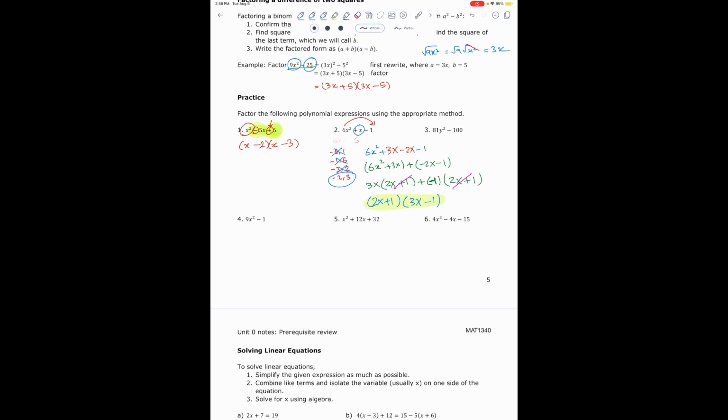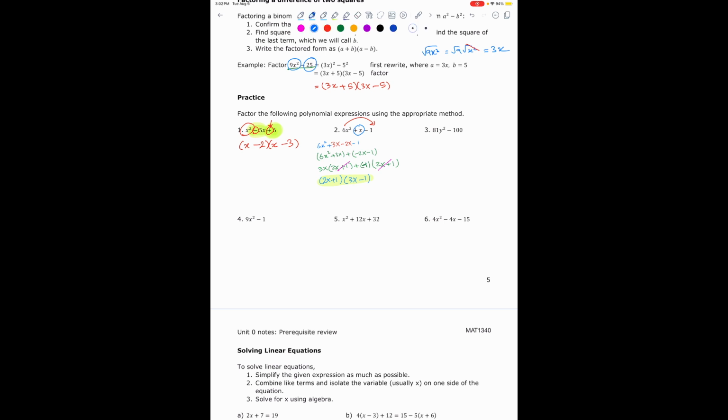So let me just put some room here and shrink that a little and then put it right there so I have space for the next one. Number 3, 81y squared minus 100. As you see here, the first term, 81y squared, is a perfect square, and then 100 is a perfect square as well. So I will use the difference between two perfect squares to factor that.